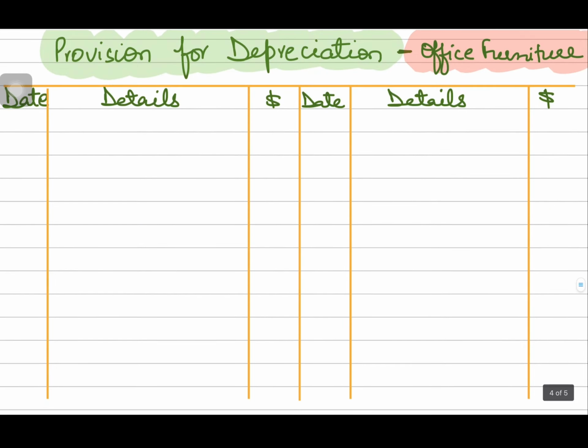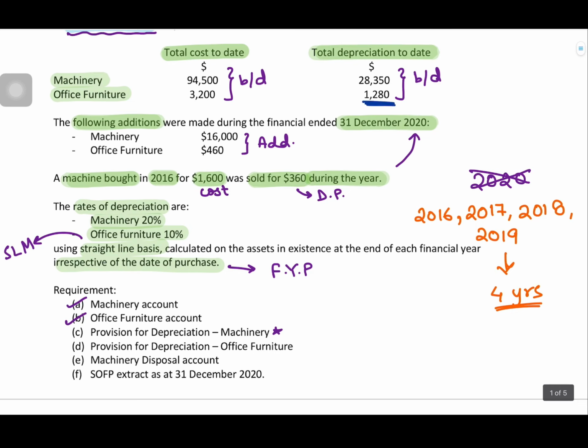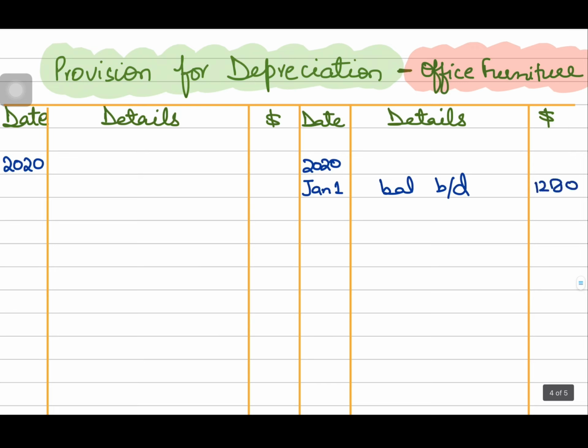Right, now we are left with the office furniture provision for depreciation account for 2020. So January 1st, balance brought down, and the balance for office furniture depreciation given in the question is 1280. So 1280 on the credit side. Then again there will be 2 more entries, right? Because there is no disposal for office furniture, so there will be just the income statement entry and the balance CD figure entry, which would be the accumulated figure of balance brought down and current year depreciation, right?